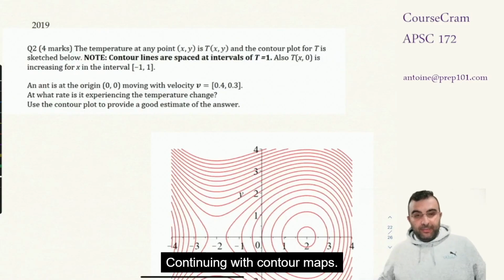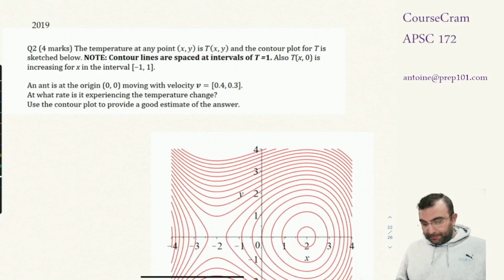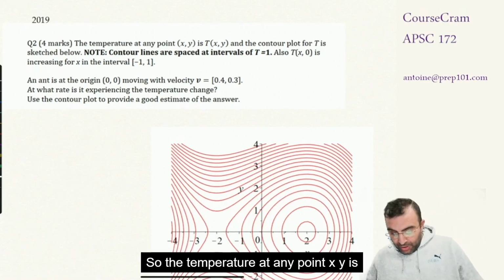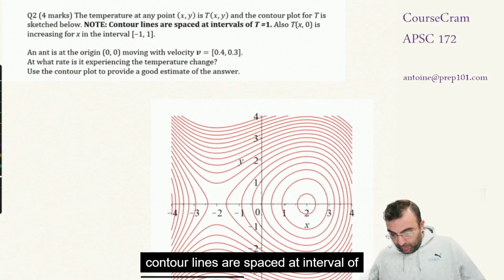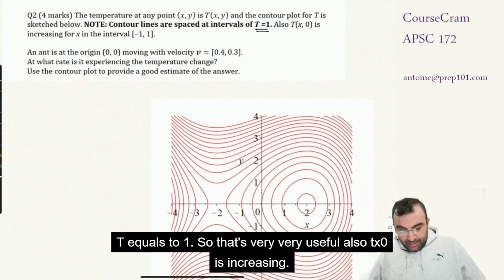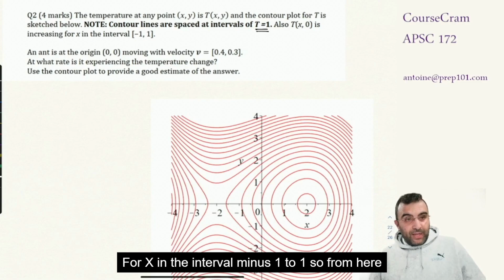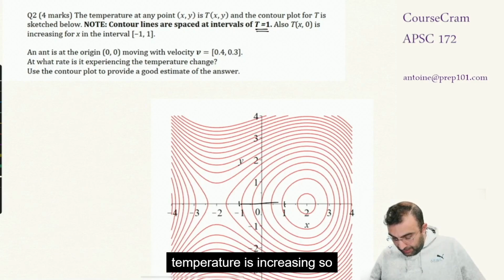Continuing with contour maps, let's look at what they asked in 2019. So the temperature at any point x,y is T(x,y). The contour plot for T is given. Contour lines are spaced at the interval of T equals 1, so that's very, very useful. Also, T(x,0) is increasing for x in the interval minus 1 to 1.